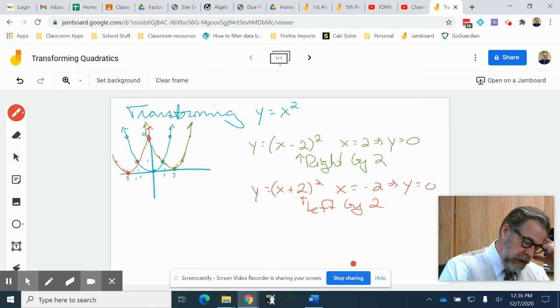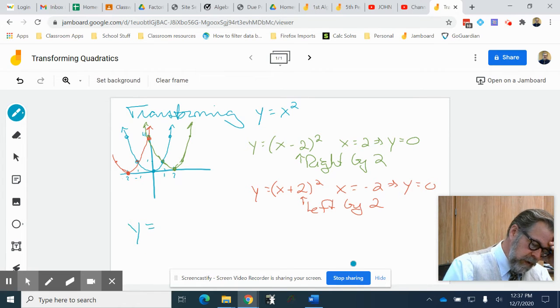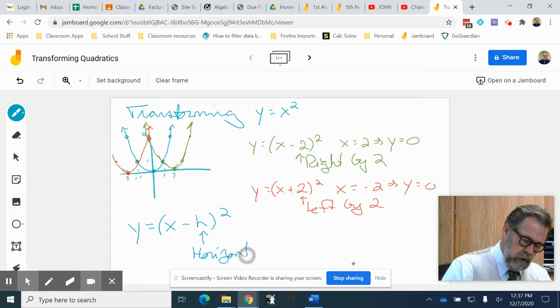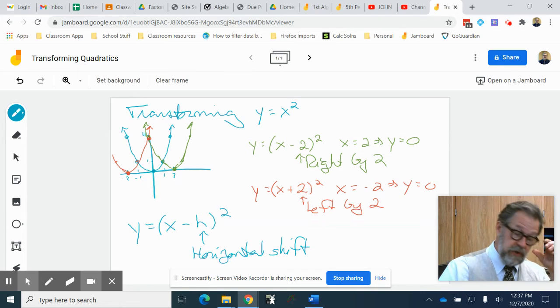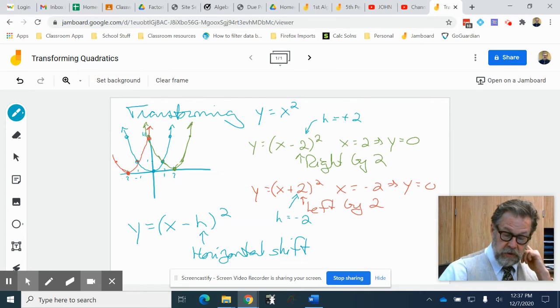We can generalize this as y equals x minus h squared, where h is my horizontal shift. And notice that it's always going to be in the opposite direction of the sign. So in this case, I've got h equal to positive 2. In this case, I've got h equal to negative 2. And there's my horizontal shift.